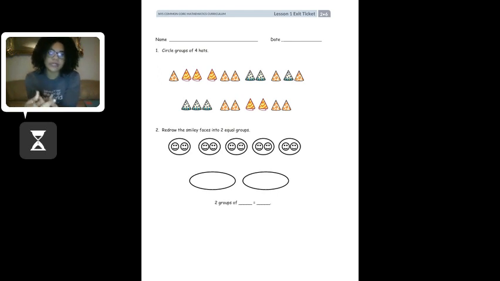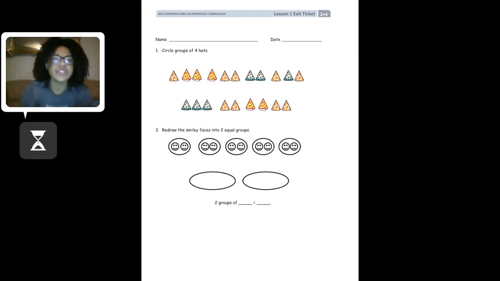Okay, so I'm going to give you a couple of minutes. You can pause the video while you do this, and then we're going to get started, okay? Okay, now I'm going to grab my red pencil, and I'm going to group them by 4s. I'm going to group the hats into different size groups because I don't really know how many groups I'm going to end up with. I got to draw those circles first.